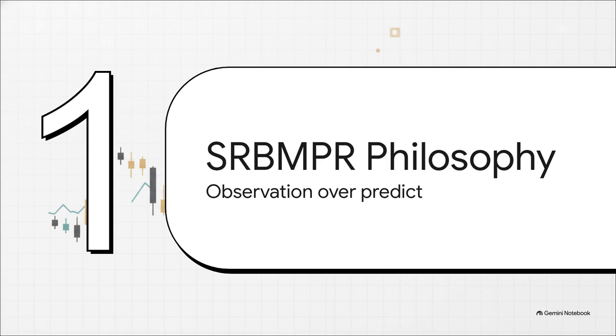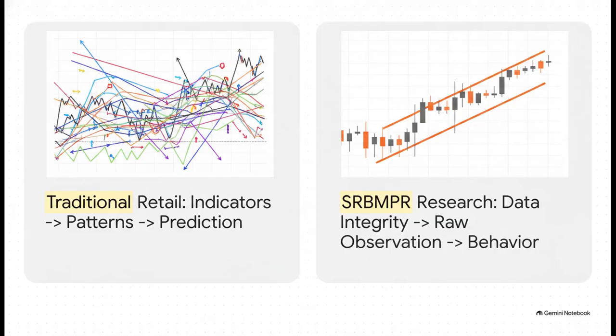This is all about observation before prediction. You see, most retail systems take price, run it through a formula like a moving average, look for a crossover, and try to predict the future. SRBMPR completely throws that out. Instead, it starts with absolute data integrity.